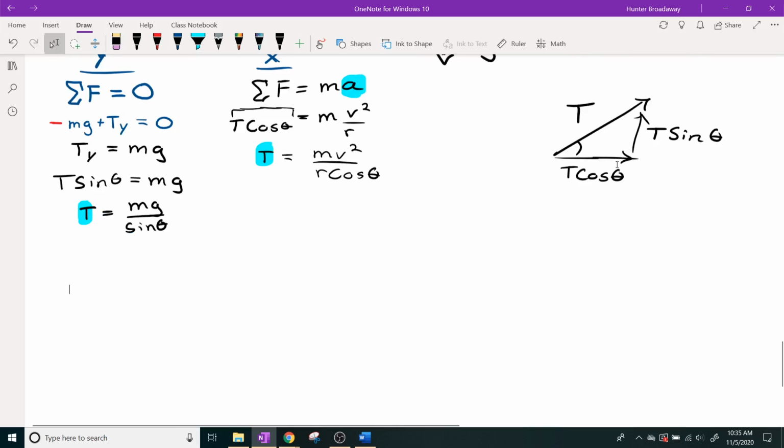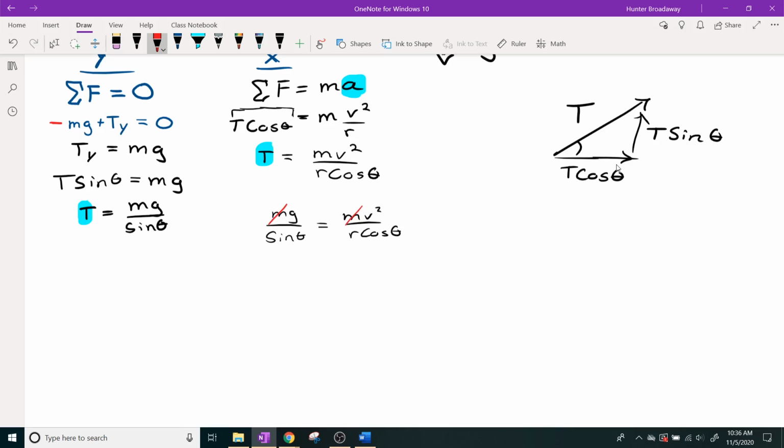Yeah, these two things are actually equal to each other. So if we had to, we could actually use the tension and just set both of these equal to each other and say mg over sine theta is equal to mv squared over r cosine theta. And we could do some simplifications. The biggest one that I see right now: everybody brought mass to the party, so that mass can go away. So we can cancel the mass on the left hand and the right hand side.